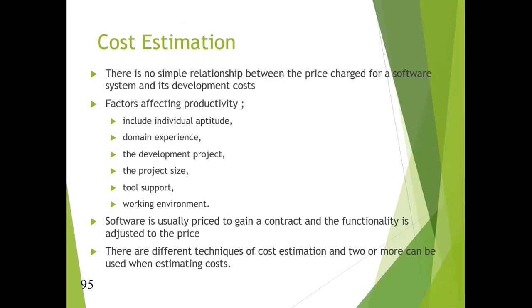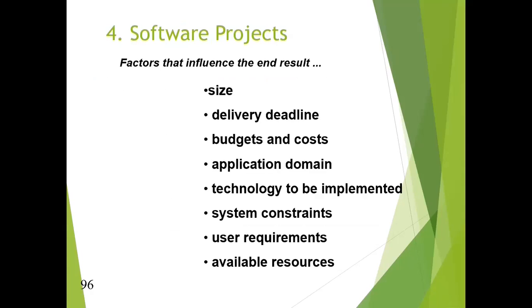I will come to cost estimation later. And the final P is project. These are the factors that influence the end result: size, delivery deadline, budget and cost, application domain, technology to be implemented, system constraints, user requirements, and availability of resources. Those are related to the project.